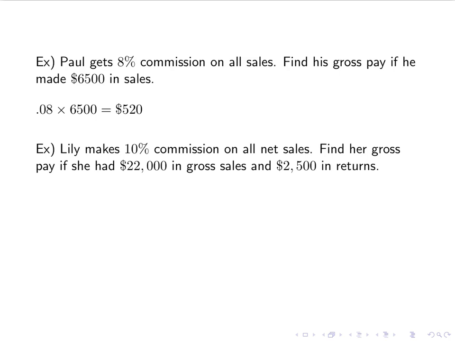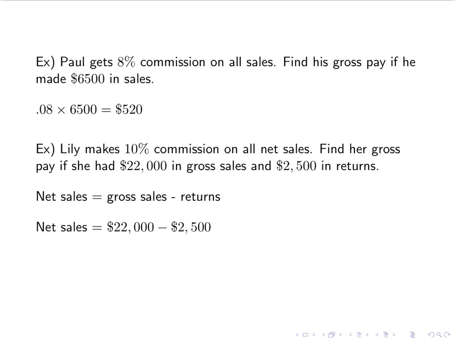So Lily makes 10% commission on all net sales. This is a little different than all sales, it's net sales. Find her gross pay if she had $22,000 in gross sales and $2,500 in returns. What we mean by net sales is gross sales minus any returns. So she doesn't get a commission on items that were returned.